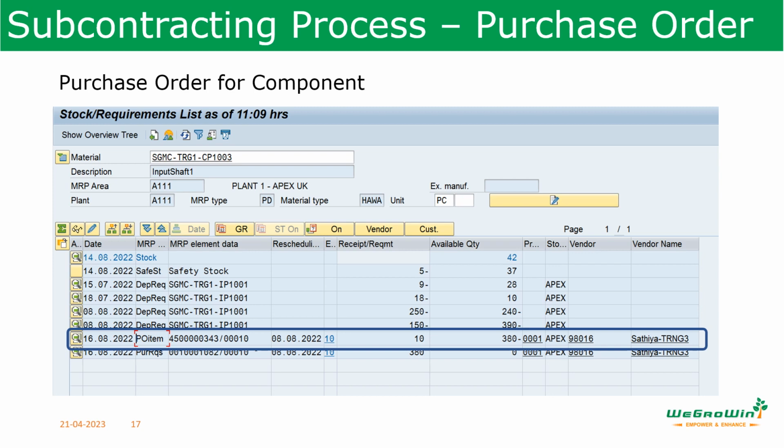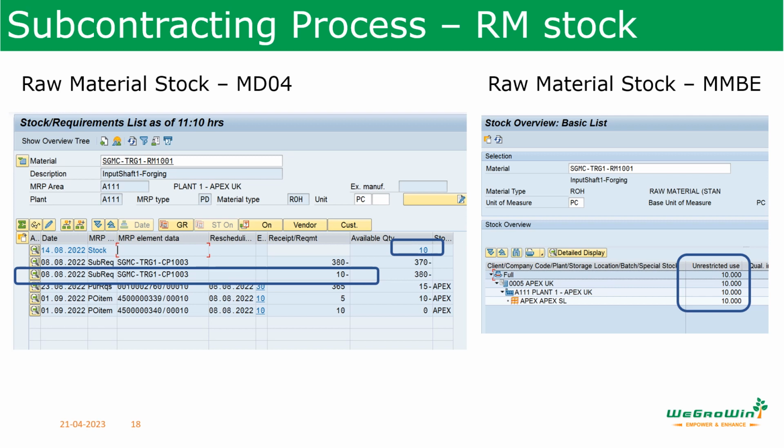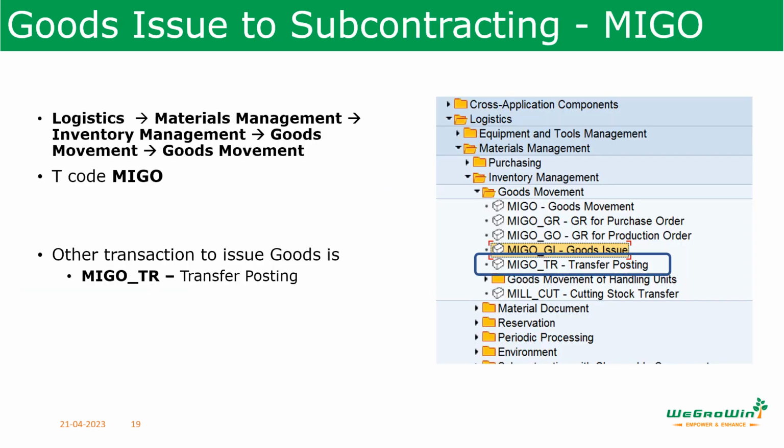Then raw materials should be issued to the supplier. Here we see the raw material stock through stock requirement list, and it is showing the total quantity. In MMBE we see the stock differently, because this is the organization based stock. It will show the stock based on company, plant, storage location. Raw material will be issued to the supplier through the transaction MIGO or through MIGO_TR, which means transfer posting. Now let us use MIGO.